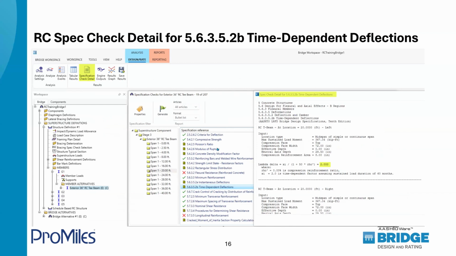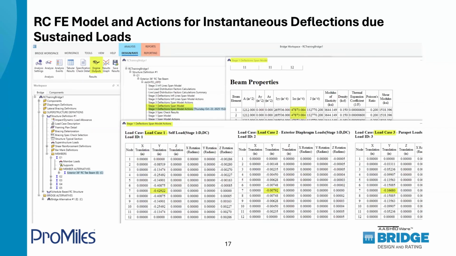Now I'm showing how time-dependent deflections are calculated. There is this factor 2.0, the lambda delta factor, that's calculated in the time-dependent deflections, the B part of that article that changed. So we get 2.0, this will be the multiplier. Then we need the instantaneous deflections due to dead loads. They are in the stage 1 model for deflections.